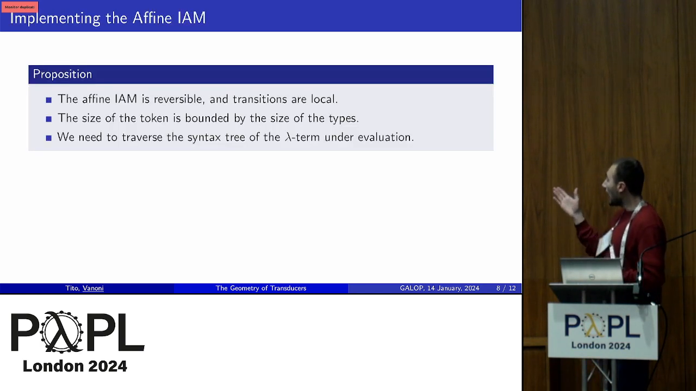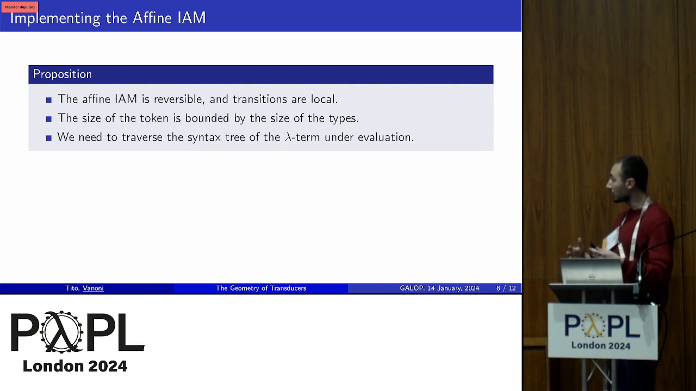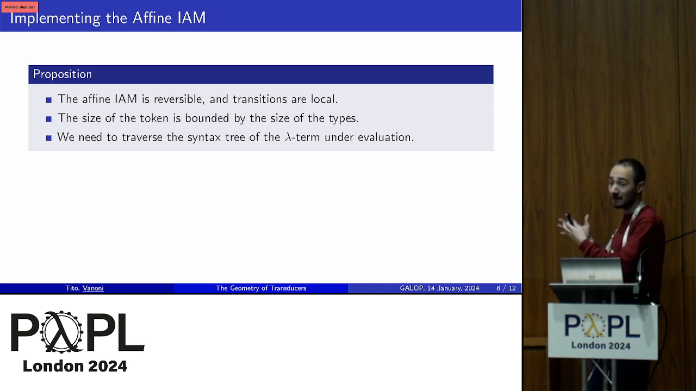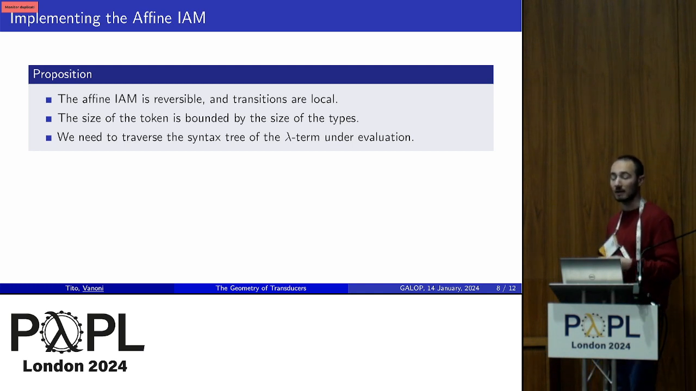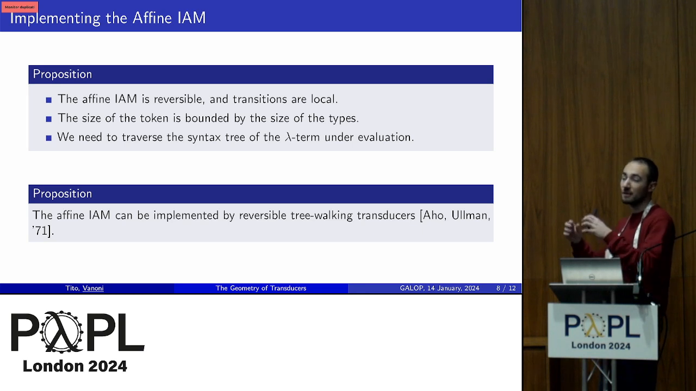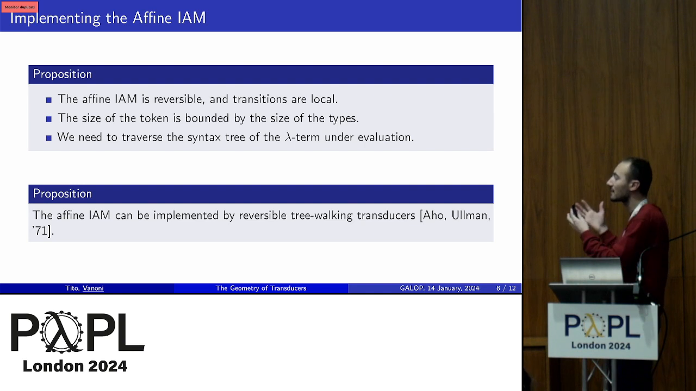So the affine YAM is reversible, transitions are local, the size of the token is bounded by the size of the types, and of course we need to traverse the syntax tree of the lambda term under evaluation to follow the computation. But this is exactly what an automaton does. And so, in particular, we can implement the affine YAM by reversible tree walking transducers. So these are a kind of automata that traverses trees.